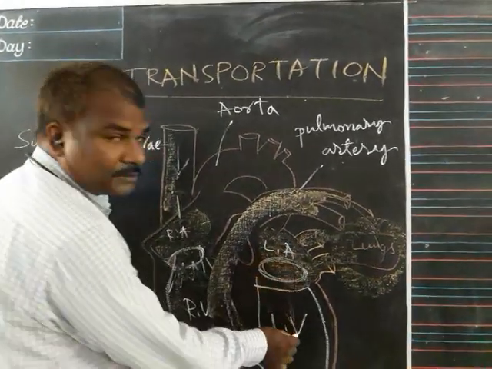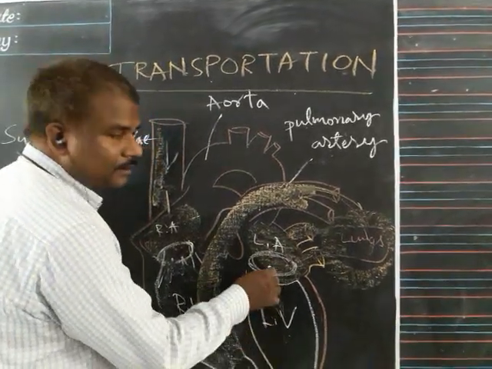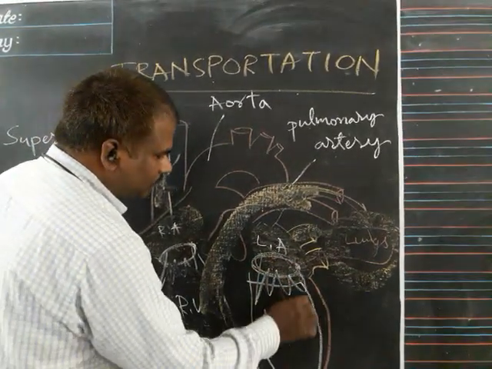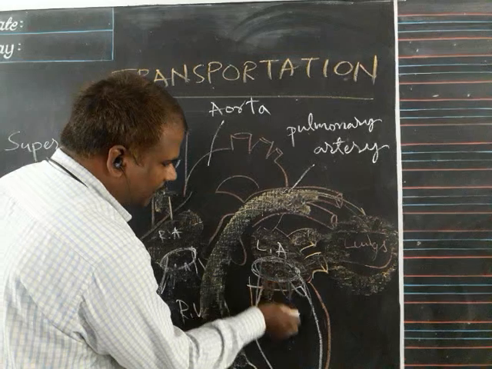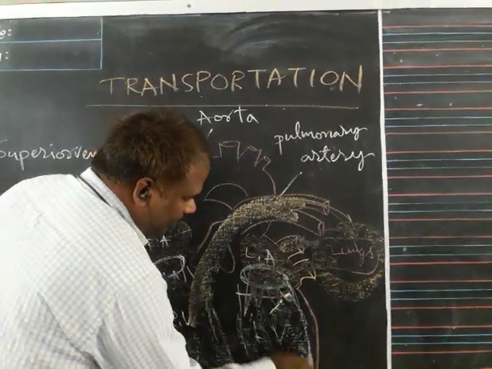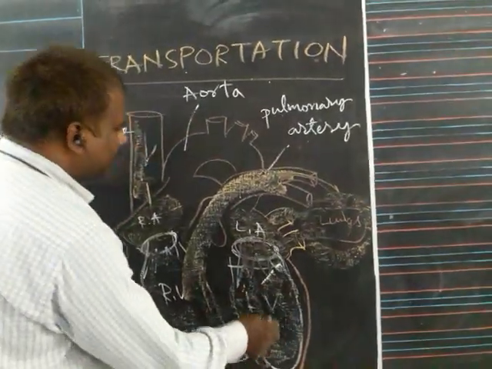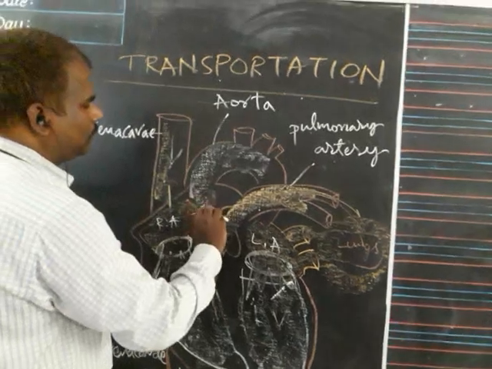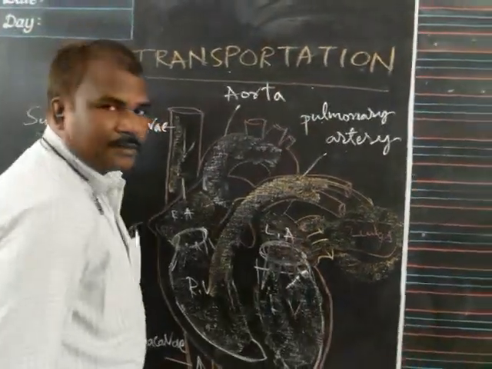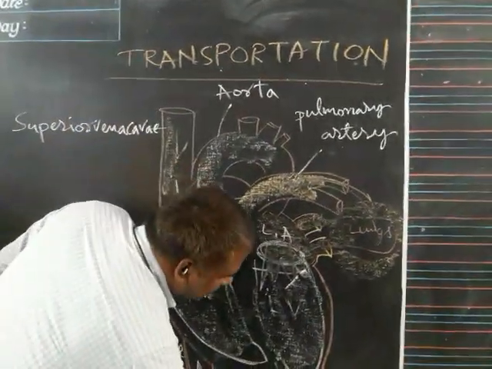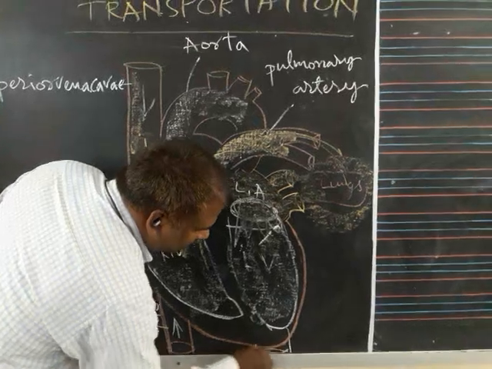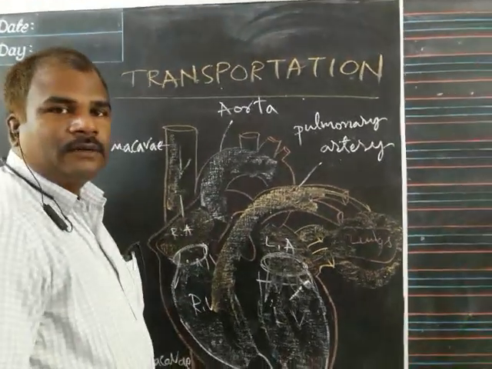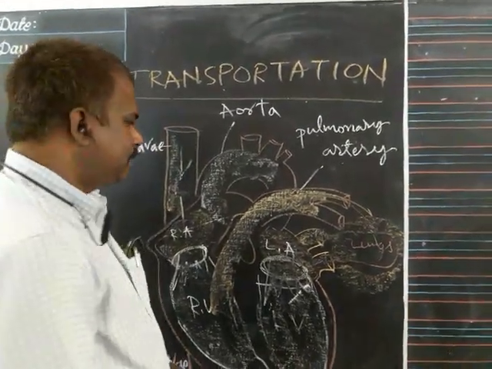The left auricle opens to the left ventricle. Whatever oxygenated blood enters the left ventricle goes from the left ventricle to the aorta. The aorta carries oxygenated blood to the upper parts, and on the lower side the systemic aorta supplies oxygenated blood to the lower parts of the body.